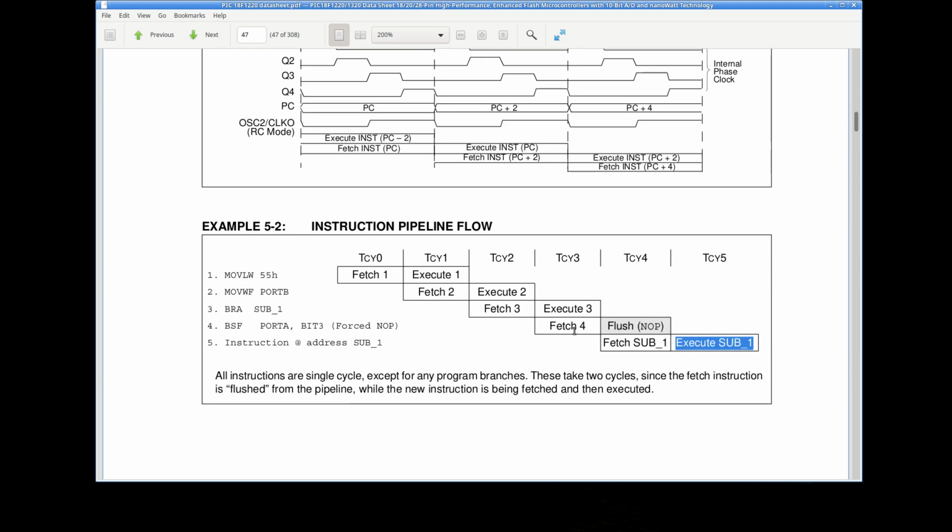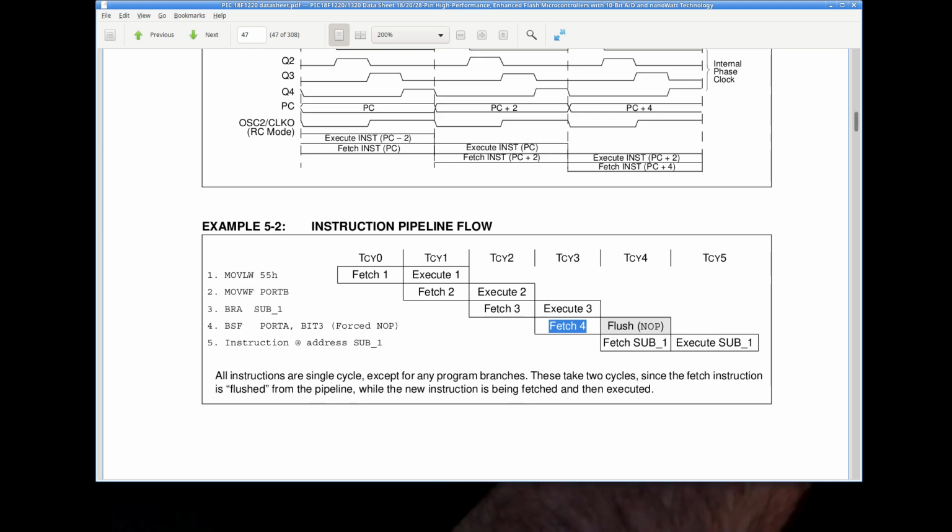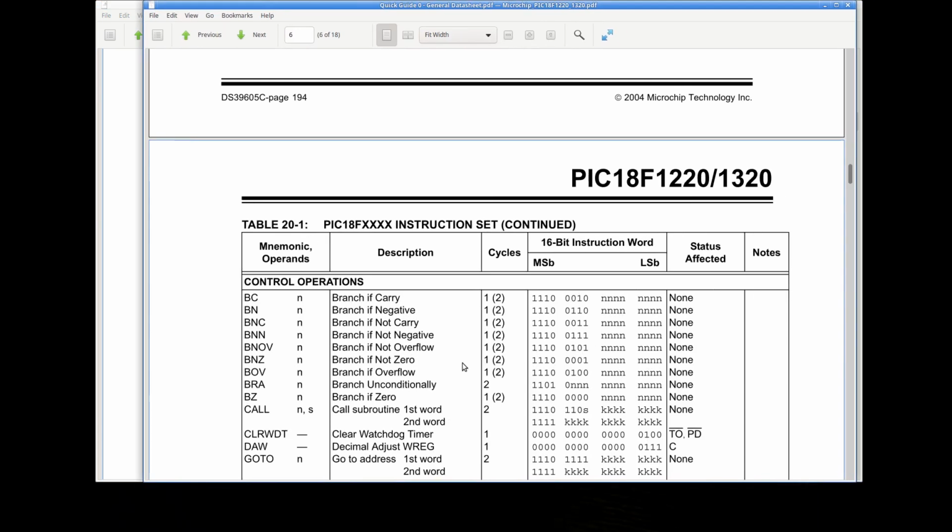So we lose our parallelism because while we're fetching sub 1, there's not an instruction we can be executing in parallel. Right? Because the instruction we fetched in cycle 3 was not the correct one. So that's a pipeline stall. And this is why branches take twice as long. So an unconditional branch always takes 2 cycles. Conditional branches can take 1 or 2. What's the difference? Well, if you branch, it takes 2. If you don't branch, it takes 1.